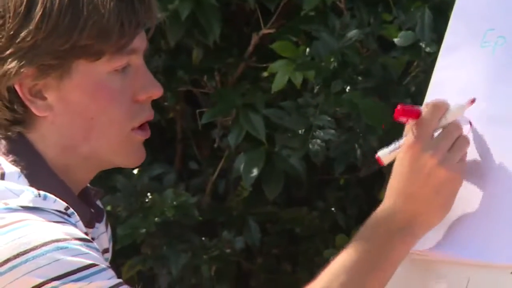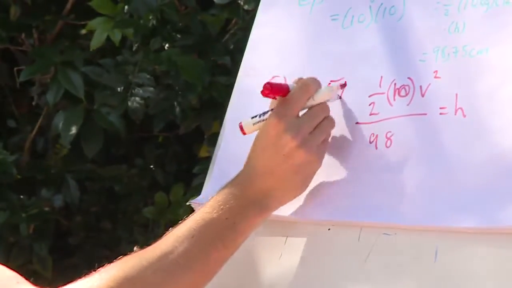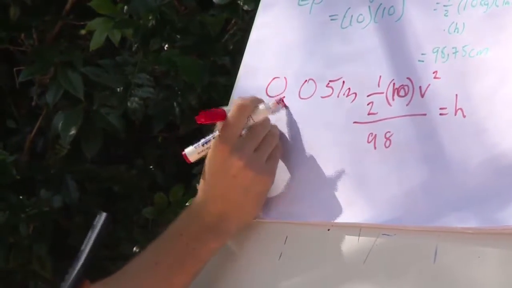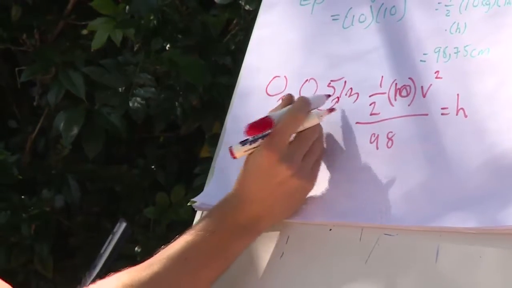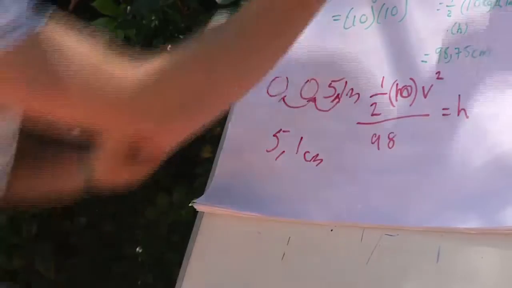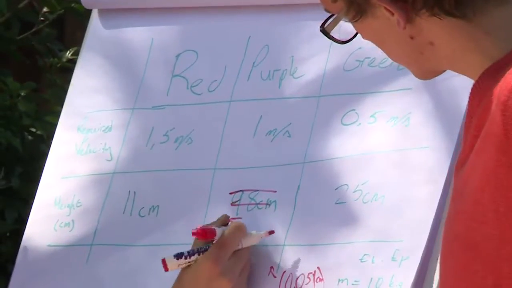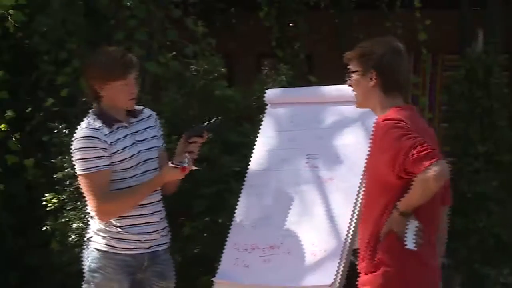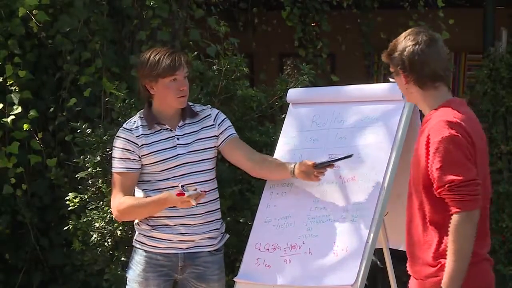So I'll write it out for you guys. 0.051 meters. We move the comma how many places for 100? 2 places. 1, 2. So we have 5.1 centimeters. Okay, so you're right. So can you do the last one for green team?